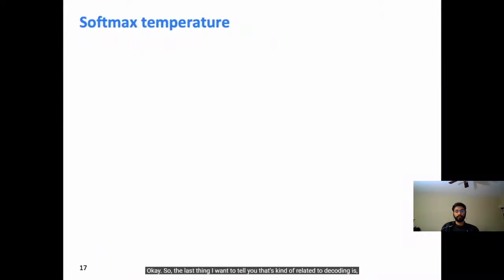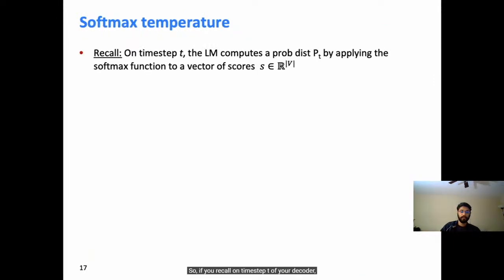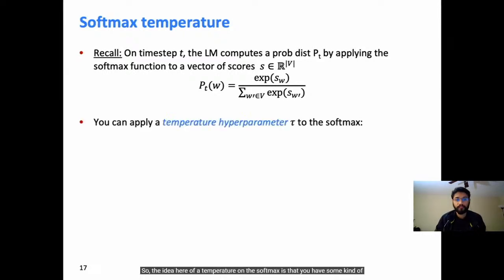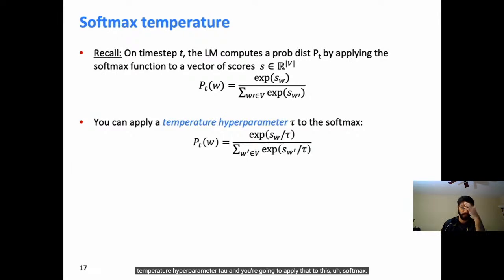Okay, so the last thing I want to tell you that's kind of related to decoding is softmax temperature. So if you recall, on time step T of your decoder, your language model computes some kind of probability distribution, PT, by applying the softmax function to a vector of scores that you got from somewhere, like from your transformer or from your RNN or something. So there's the softmax function again. It's saying that the probability of a word W is this softmax function given the scores. So the idea here of a temperature on the softmax is that you have some kind of temperature hyperparameter tau, and you're going to apply that to this softmax.